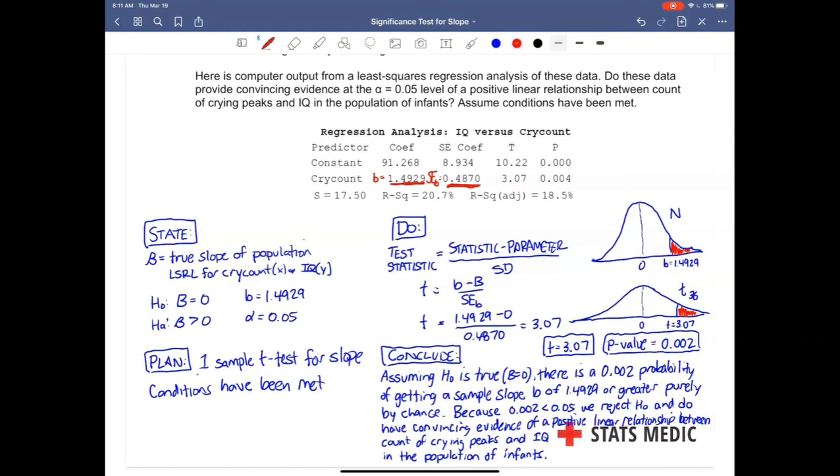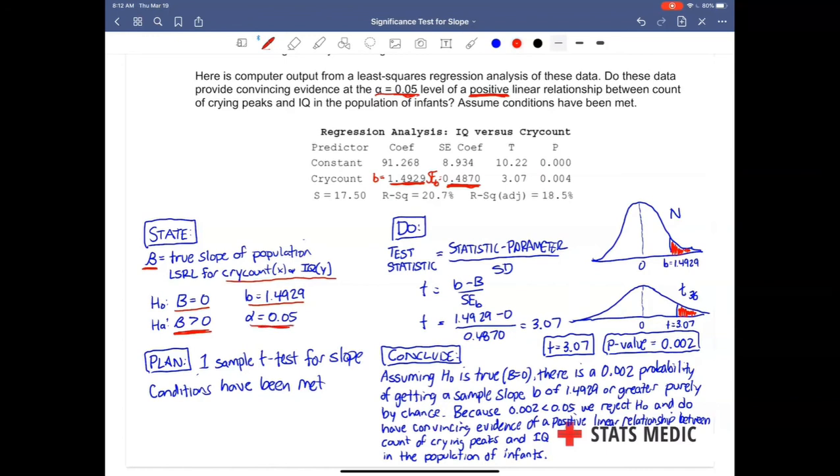So let's check into the state, and starting with the parameter, make sure you've used the correct notation here and that you've included some context of the 2 variables that we're measuring here. The null hypothesis is definitely always going to be beta is equal to 0. And then the alternative, we're saying beta is greater than 0, and that's because of the wording of the question. If you look back, it said, does it provide convincing evidence of a positive linear relationship? So we know the alternative is going to be one-sided. We grabbed the sample slope from the computer output, and then they also told us the alpha level was 0.05 here.